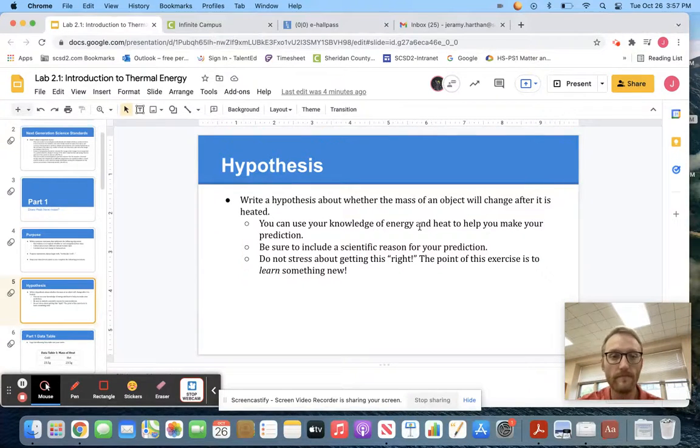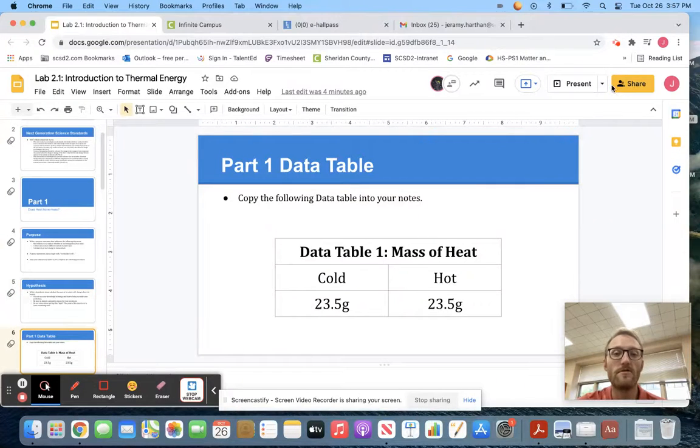Okay, now here's our data. This is what we found. Okay, so we're going to copy this into our notebooks just like we were here. Okay, so when we took the mass of the cold metal, it was about 23.5 grams, heated up to really, really hot, and it was still 23.5 grams. Okay, so why is that? Okay, and what the answer really is we find that energy is massless.